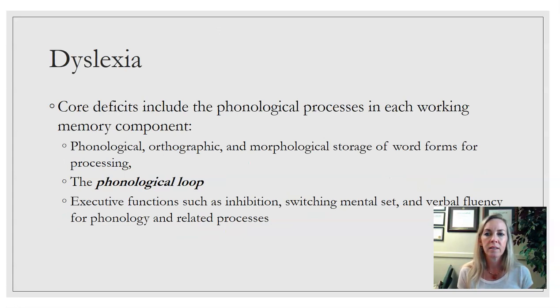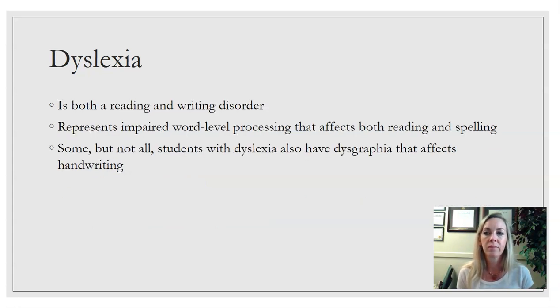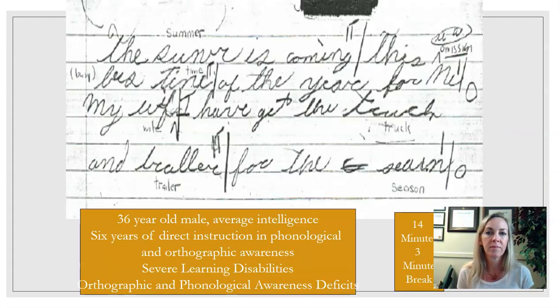Dyslexia is the core deficit in phonological processing loop, which is being able to see a letter and connect it to the sound, or hear a sound and identify the letter. So dyslexia impacts reading from being able to make connections between letters and sounds and using executive function to process those connections. It's both a reading and writing disorder. Both reading and writing can be impacted by dyslexia.